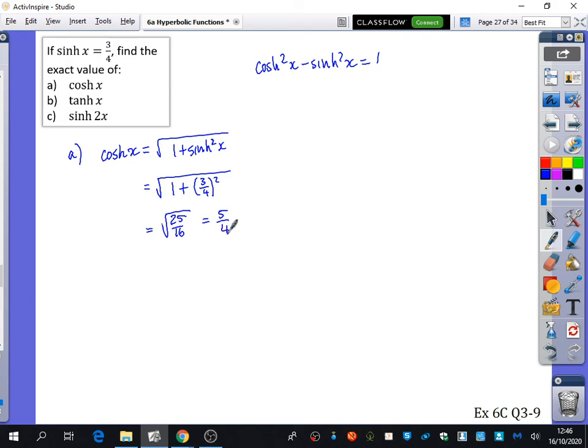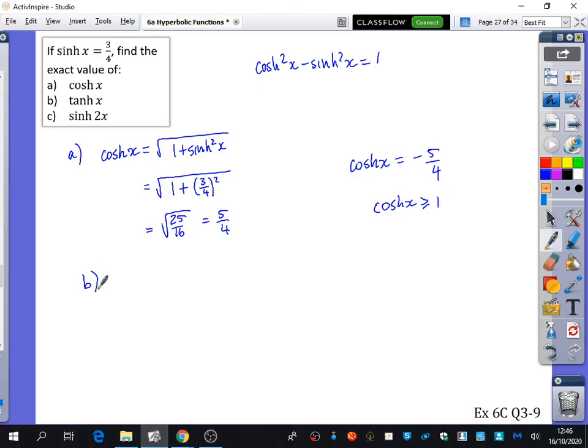Why am I not going to take the negative square root? What would be the issue of writing this? Good. Cosh has to be bigger than 1. So you can't have cosh of x being something that's minus 5/4 because we know that cosh x is greater than or equal to 1. Do you see how this topic is just testing everything you know? It's not about learning something, it's about understanding everything that's going on here.